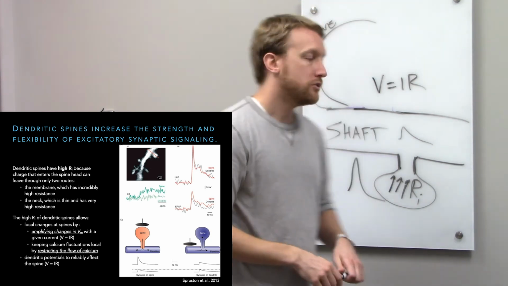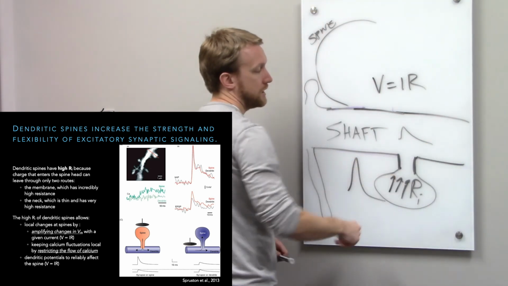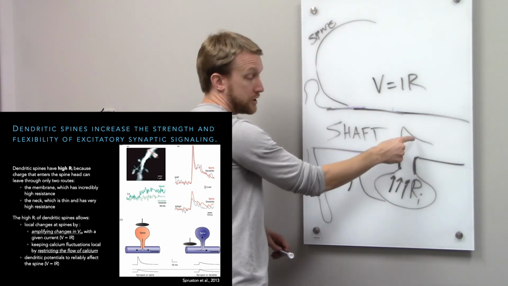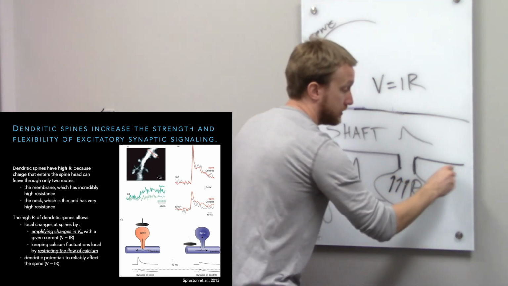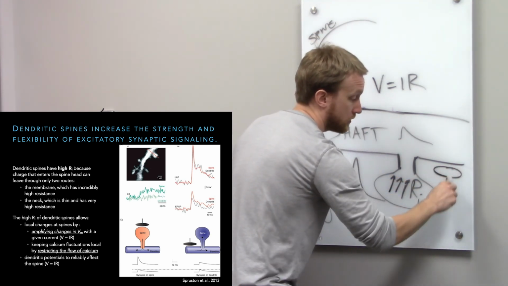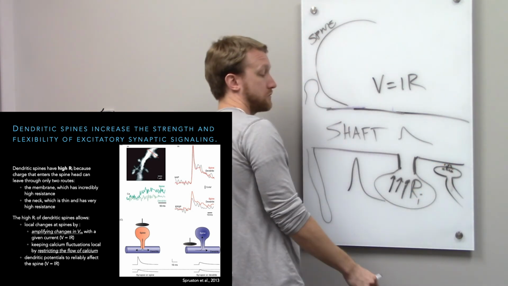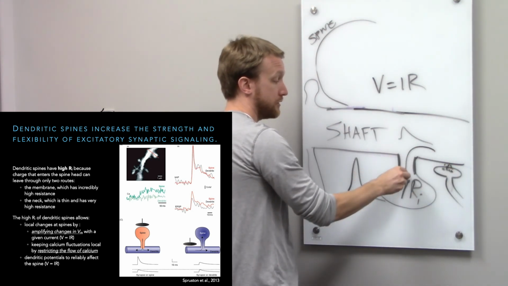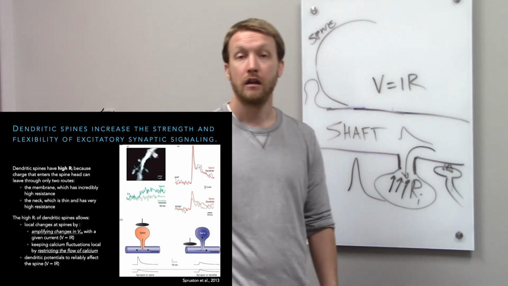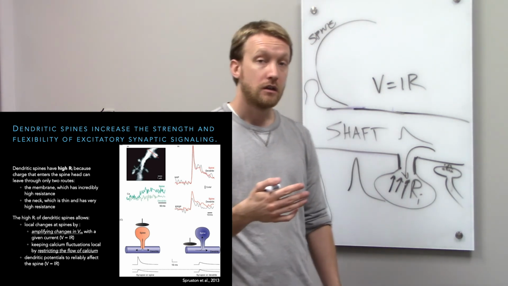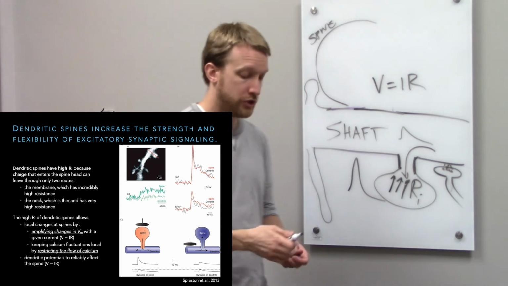Now let's compare that to whenever we initiate a potential out here. Now if we start this potential from a synapse on the shaft, that actually seems to move into the spine just fine. So we get fairly unidirectional flow of charge.